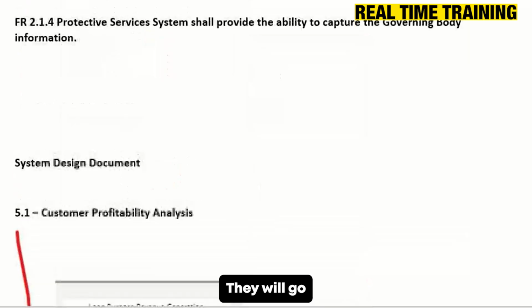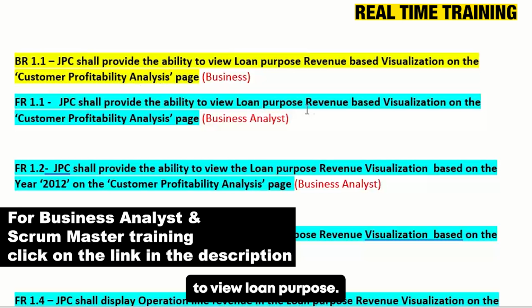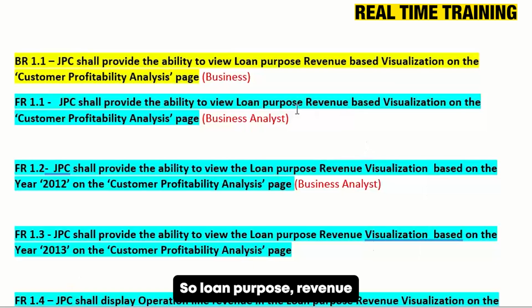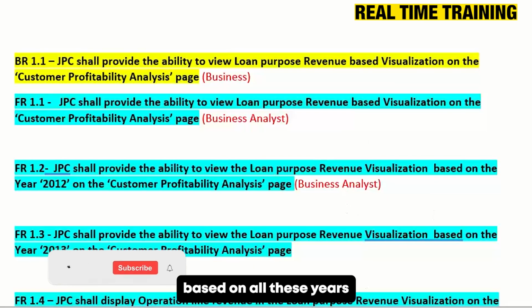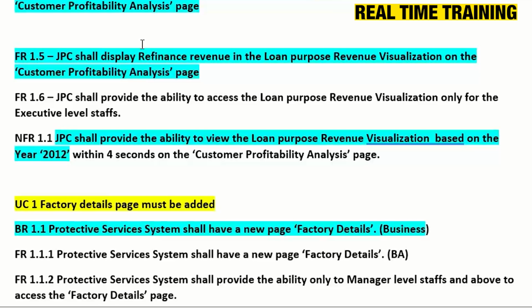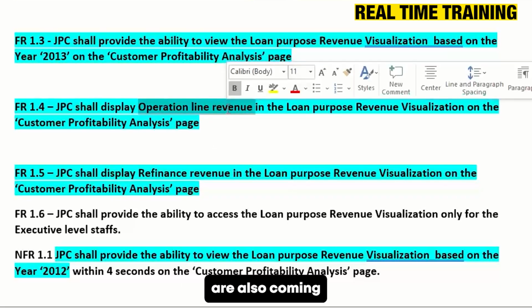So what will the developers do? They'll go into the business requirement document and they'll see: JPC shall provide the ability to view loan purpose revenue based visualization, has to have 12, 13 and 14. Okay. So the loan purpose revenue based visualization should be filtered based on all these years. And it shall display operation line revenue. So JPC shall display operation line revenue in the loan purpose revenue visualization. JPC shall display refinance revenue in the loan purpose revenue visualization. So these two entities are also coming into the picture.